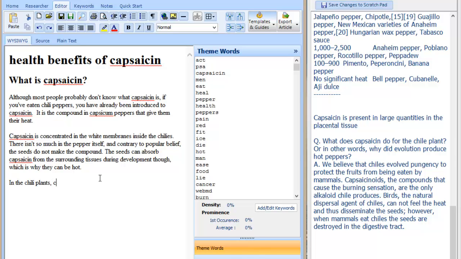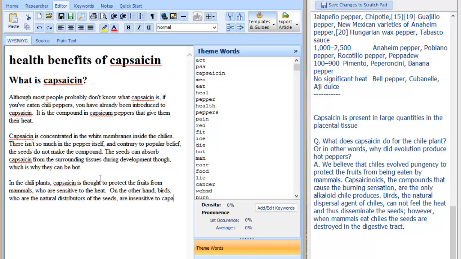In the chili plants, capsaicin is thought to protect the fruits from mammals who are sensitive to the heat. On the other hand, birds, who are the natural distributors of the seeds, are insensitive to capsaicin.